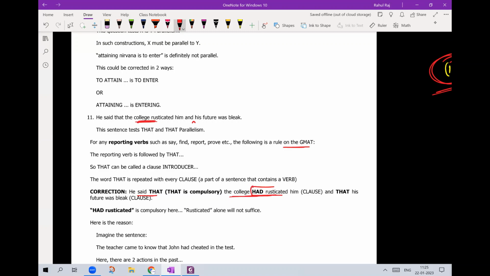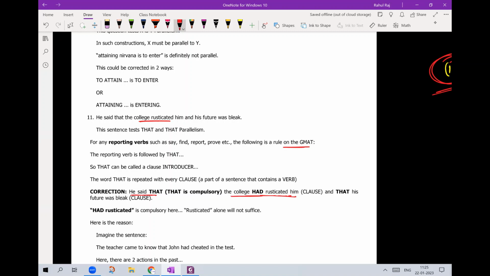We will read about this had rusticated even after question number 20, because we'll be doing verbs, we'll be doing tenses over there. But I'll explain to you now also. See here, you can't simply write a statement, he said that the college rusticated him. This is wrong. 100% wrong. 1000% wrong. You should never ever write such sentences at all. What should you be writing? He said that college had rusticated him.